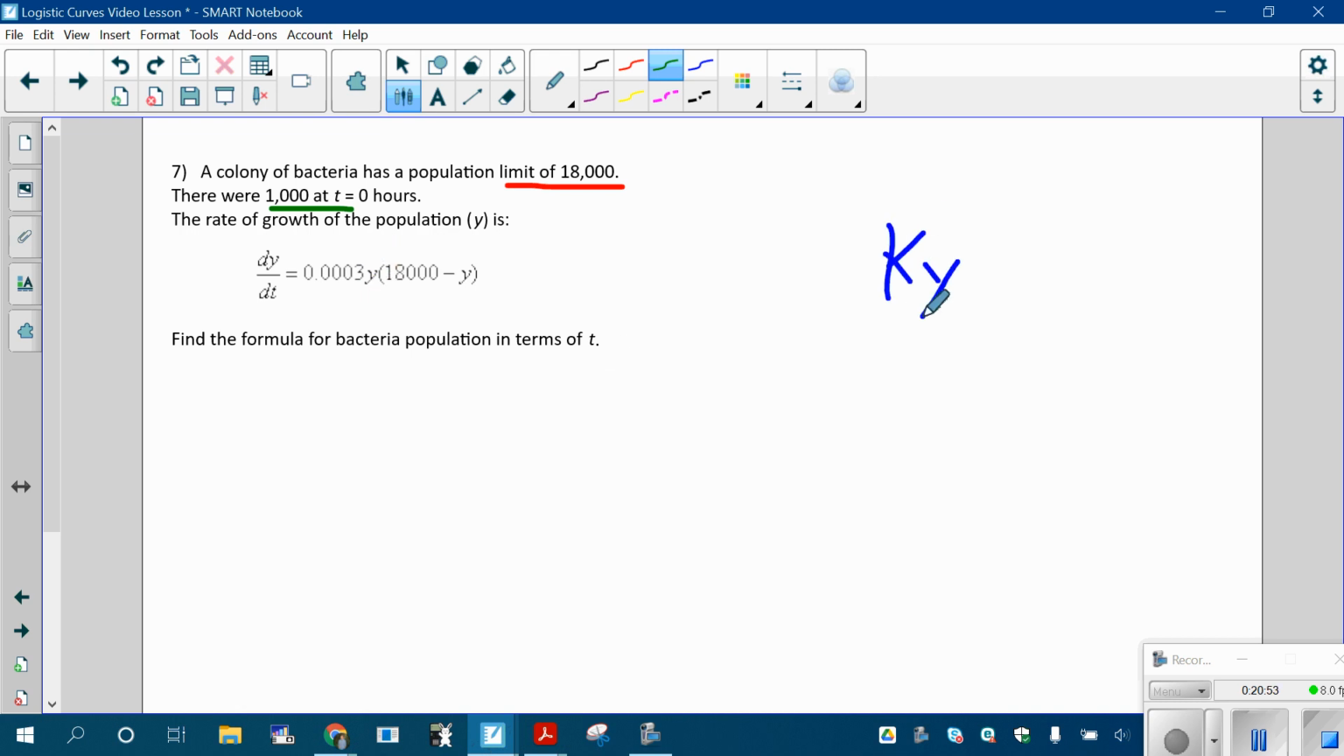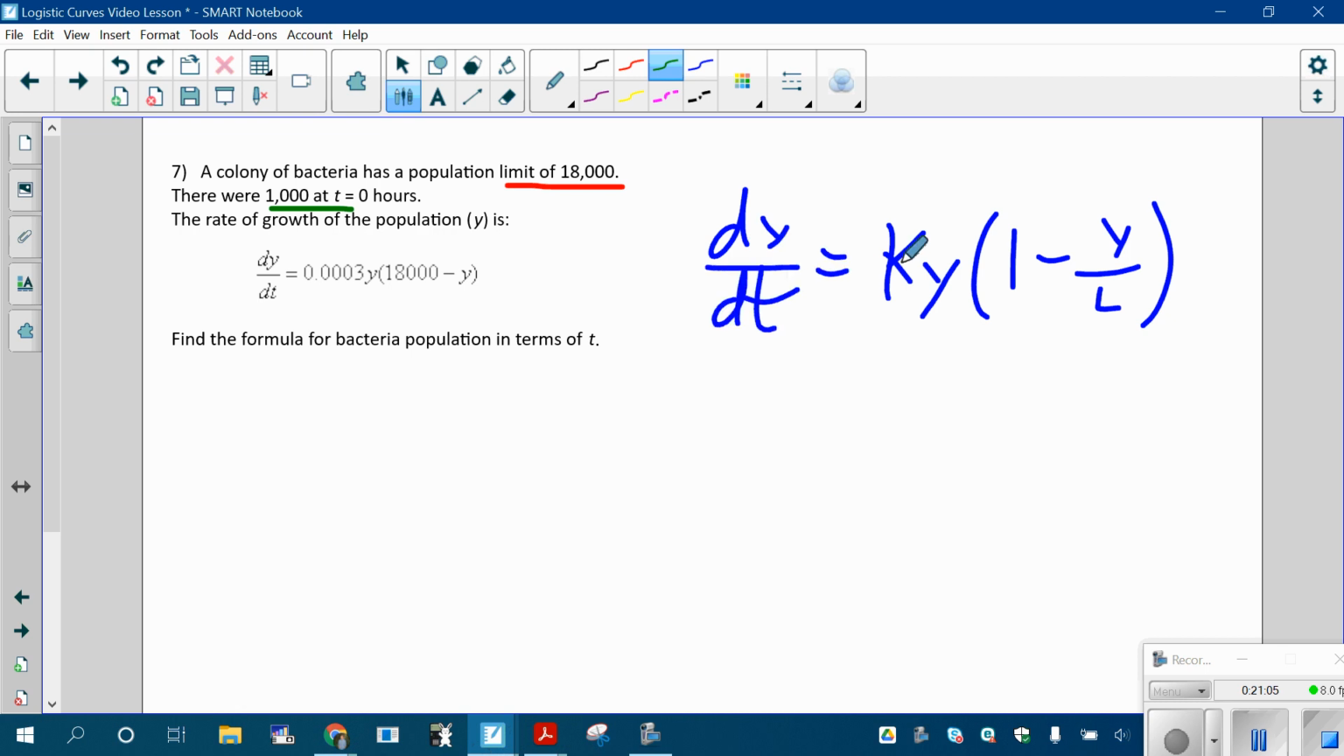You just need to be able to write this down off the top of your head. This is the differential equation that gives logistic growth. I need to do some algebraic manipulation. Please note that this is factored. If you come to a differential equation that you think might be logistic, but it's not factored, make sure you factor it. This doesn't quite look like this because of the 18,000, so I need to GCF out the 18,000.